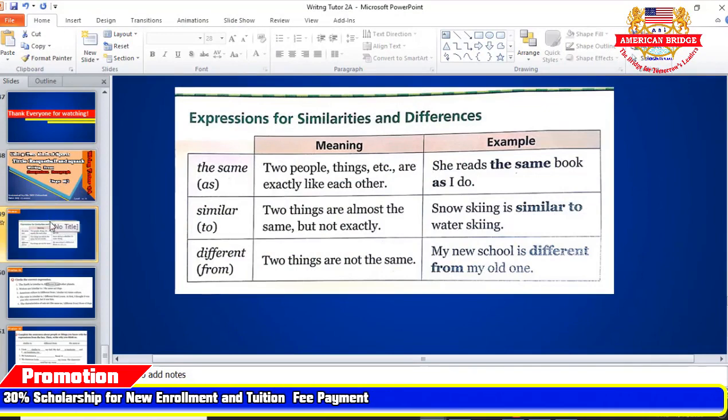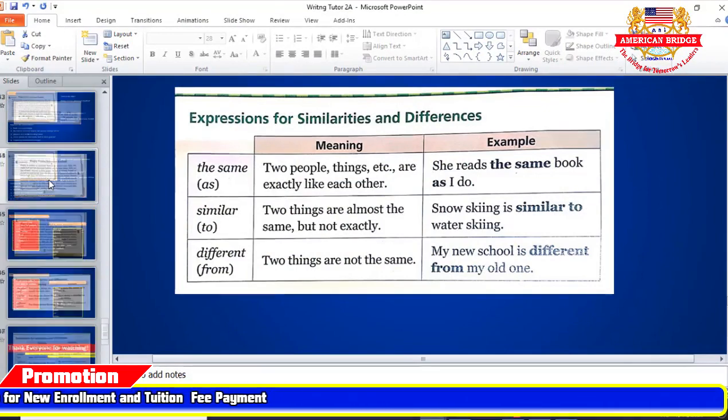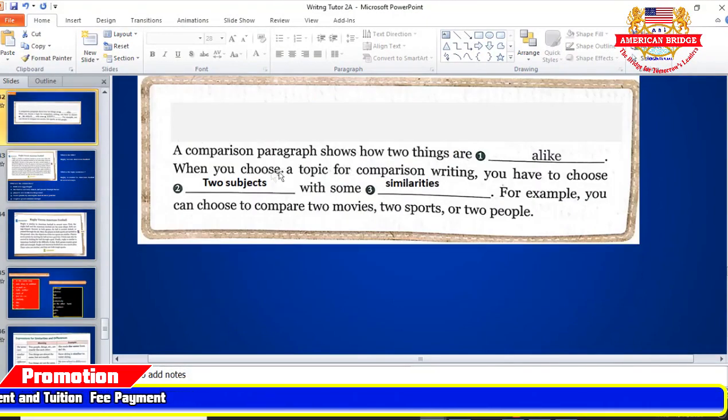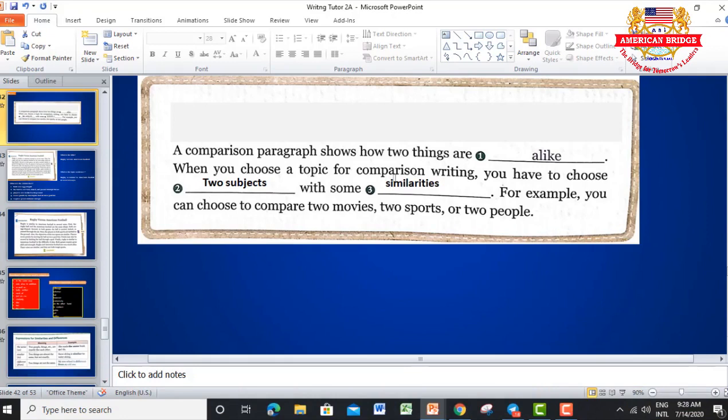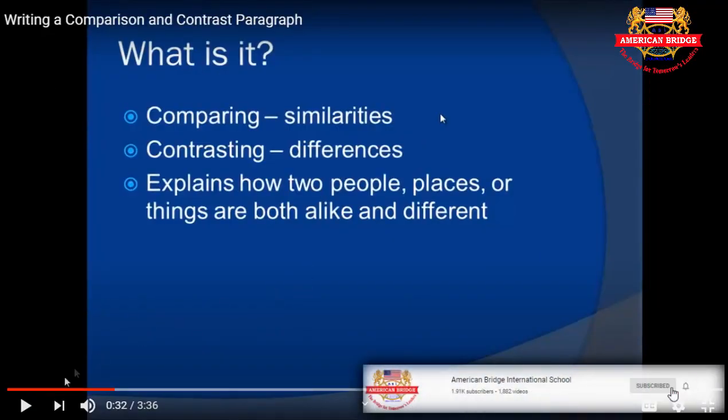You also can go back to our slide, you see here, like, okay, a comparison paragraph shows the two things are alike. When you choose a topic for comparison writing, you have to choose two subjects with similarity, okay. So let's continue.